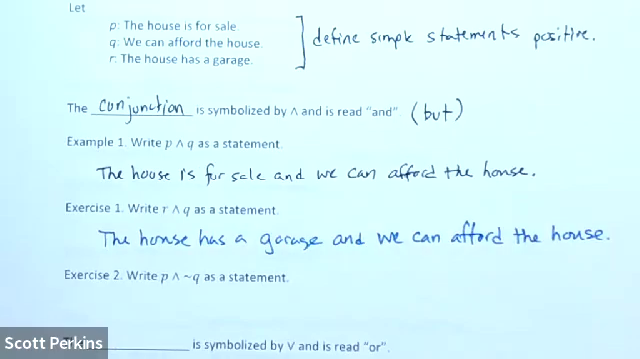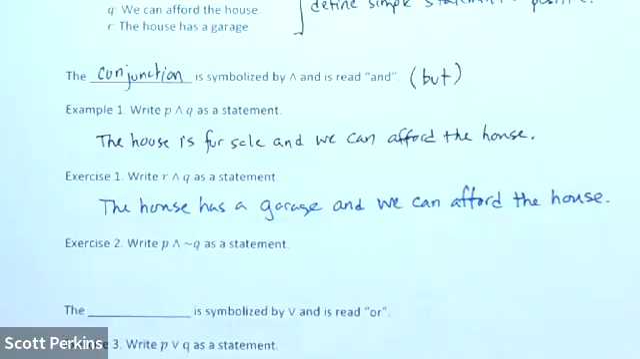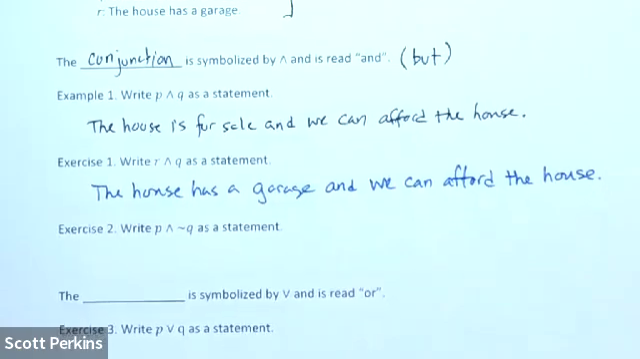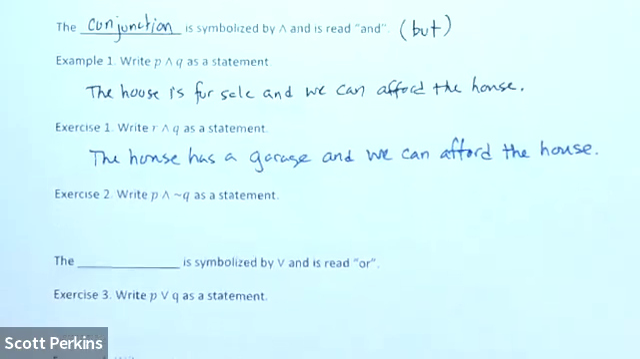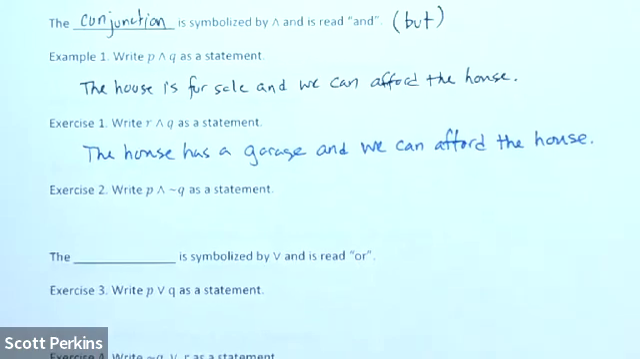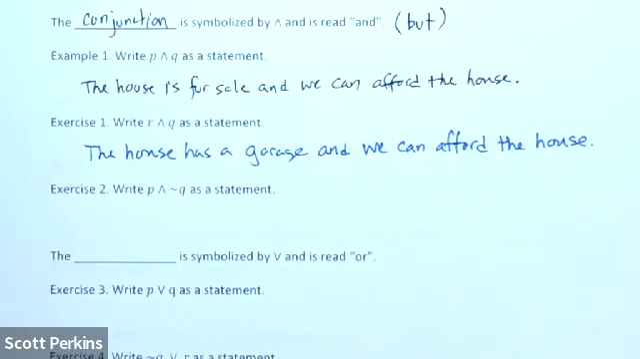Not seeing any hands. If you got anything, let me know. Otherwise, do exercise 2. Now, I've thrown in a negation here, okay, just to bring back the concept we were talking about in the previous section. So exercise 2, write P caret squiggly Q as a statement.